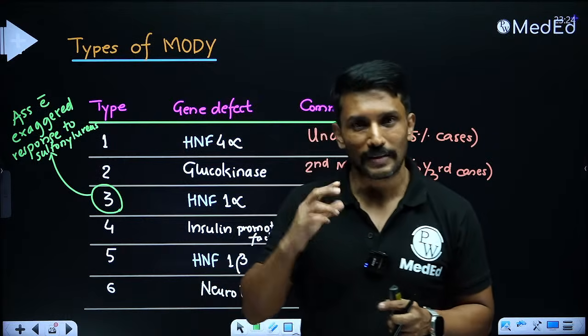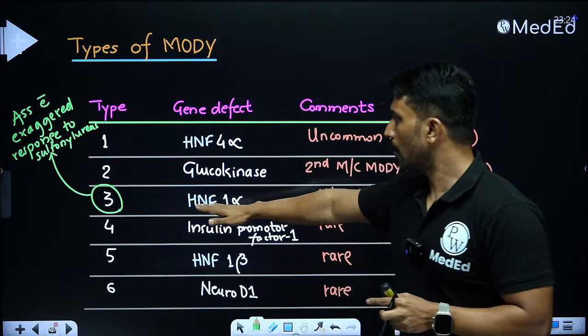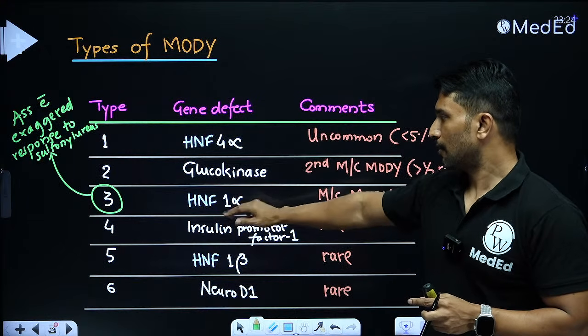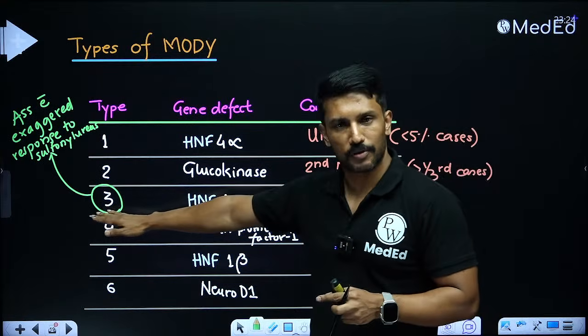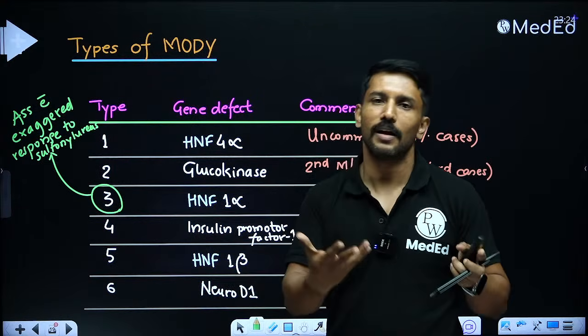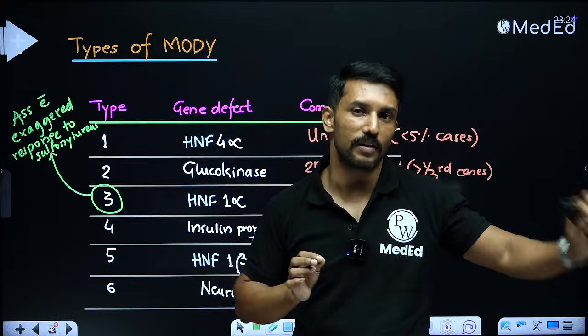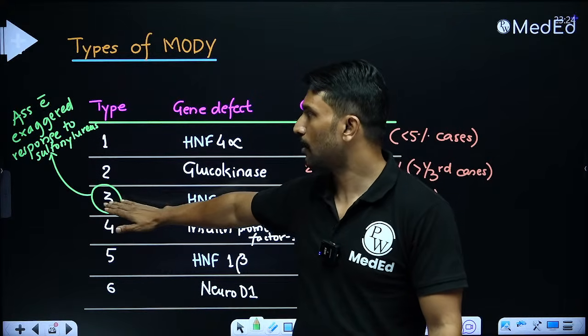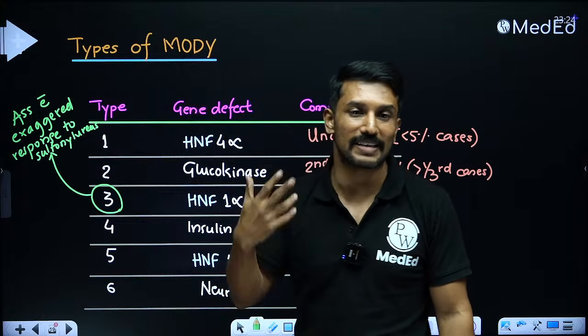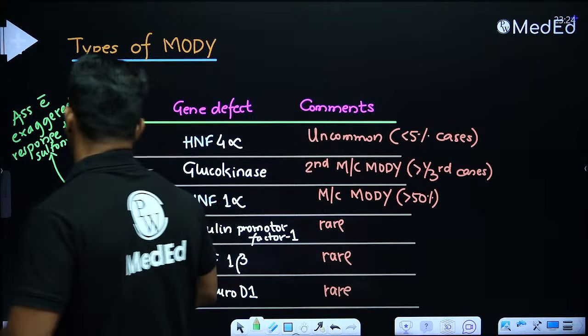But if I start the same dose in an HNF1 alpha mutation, that is MODY type 3, I may end up with hypoglycemia. The dose which is unlikely to cause hypoglycemia in a regular type 2, here it may induce hypoglycemia. That's what I mean when I say exaggerated response to sulfonylureas.